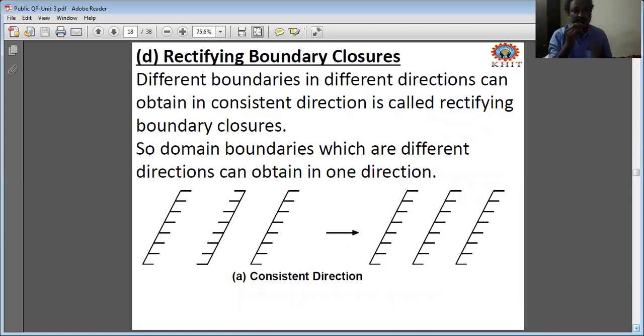Rectifying boundary closures. Different boundaries in different directions that can be obtained in a consistent direction is called rectifying boundary closures. So domain boundaries which are in different directions are obtained in one direction. That same direction is called the consistent direction.